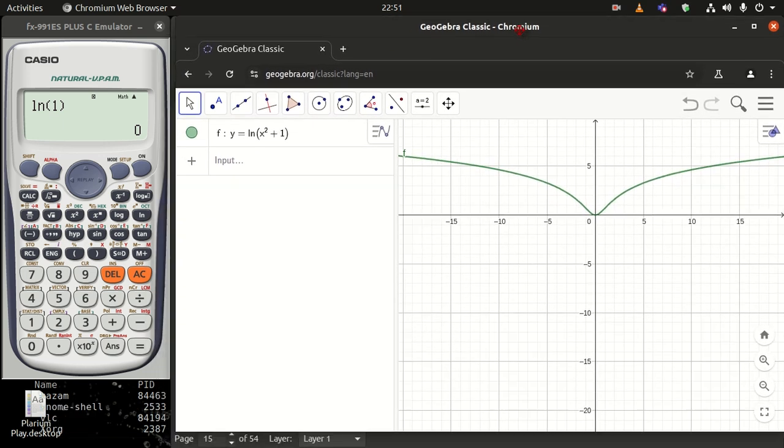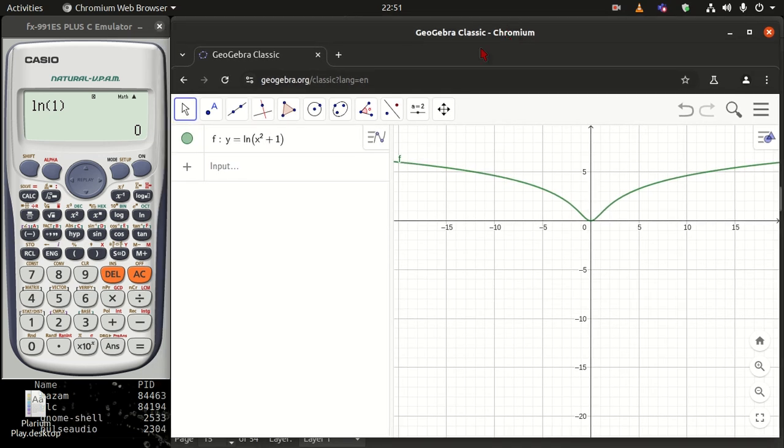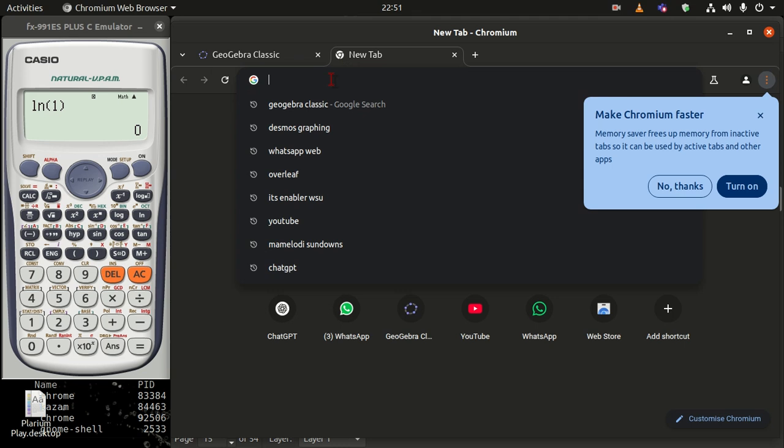Again, this app here is what I usually call GeoGebra Classic, and it helps you to plot. There are other things you can use, even Desmos. Sometimes we use this one too. Where is this now? Why is it not doing anything? So sometimes we usually use Desmos.